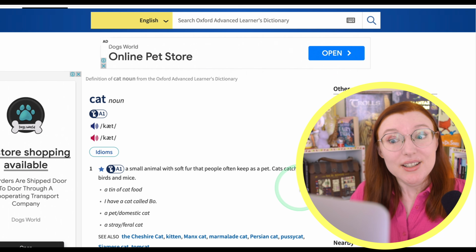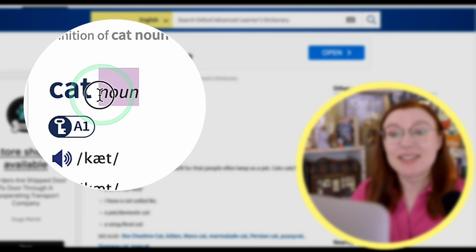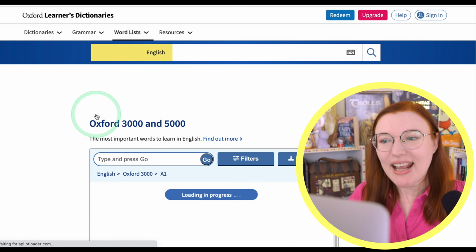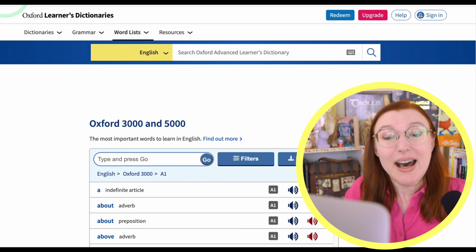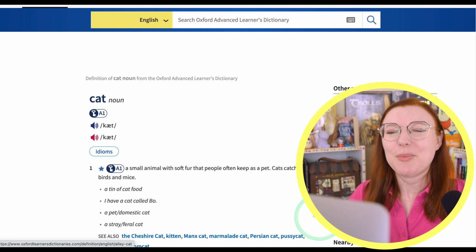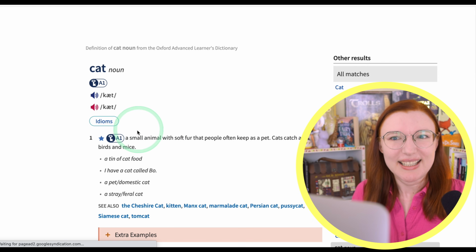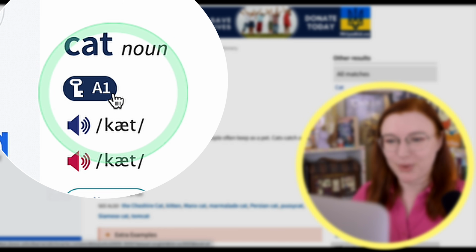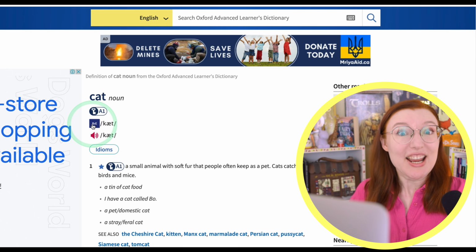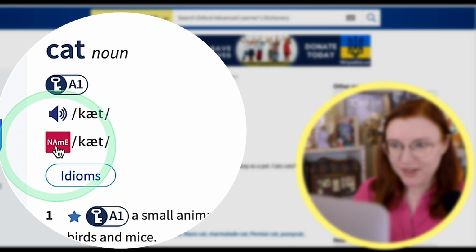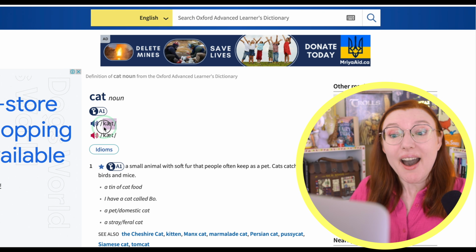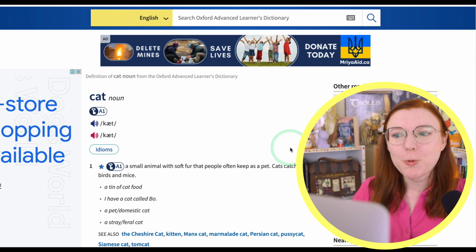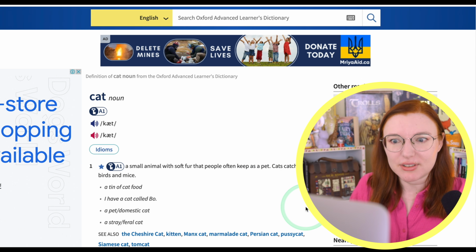So in Oxford, the first thing you'll notice is the part of speech of a word. The key indicates that this word is very common, from the 3,000 most common words specifically. A1 is the level of difficulty for this word. Next, pronunciation, British and American. You can click on these icons and listen to the way the word is pronounced or read the IPA symbols.